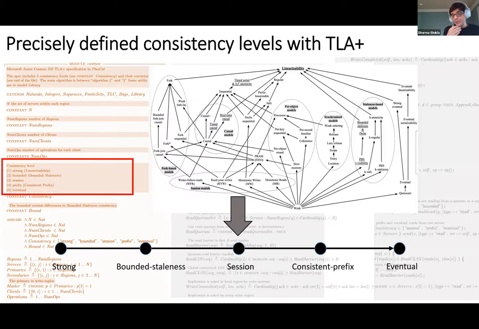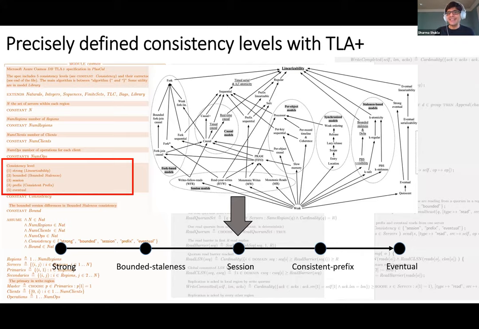So the most notable one is defining the consistency levels. Because we are a globally distributed system, we wanted to offer service level agreements, not just for high availability, just like most cloud services do, but we also wanted to provide service level agreements for consistency, latency at P99, in addition to high availability.